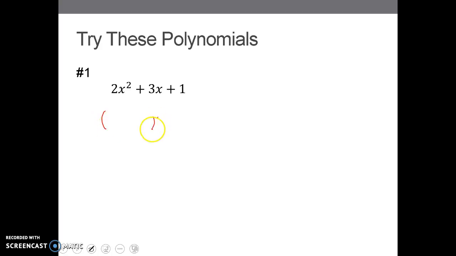Again, just like when we had just an x squared, I want to figure out what do I multiply first to get 2x squared. And yes, the last 2 days it was always just x times x gave us x squared. But this time we have to have a 2x times an x, because 2x times 1x gives us 2x squared. I still want something here and here that when I multiply it together gives me 1. And so the only choice I have is a 1 and a 1. And I'm going to make them both positive because I want my middle term to be positive.